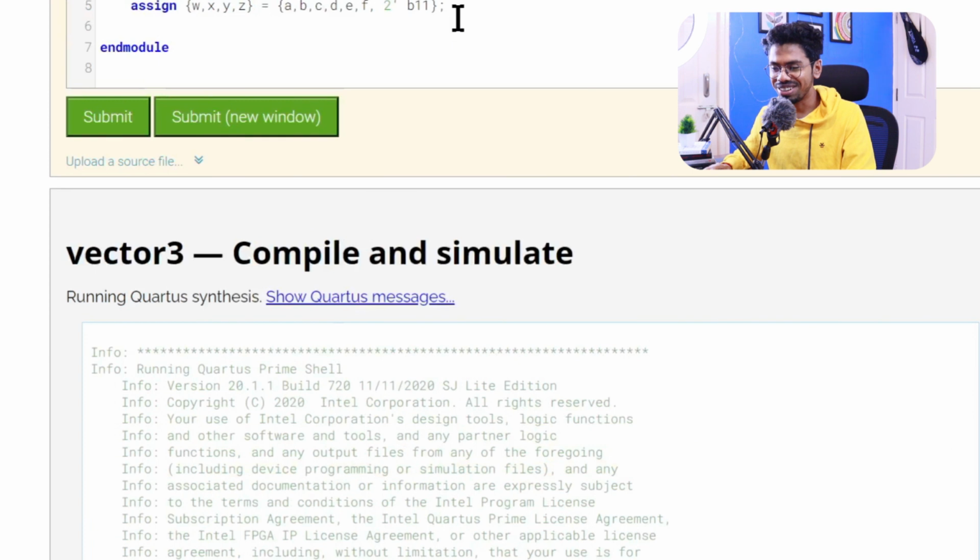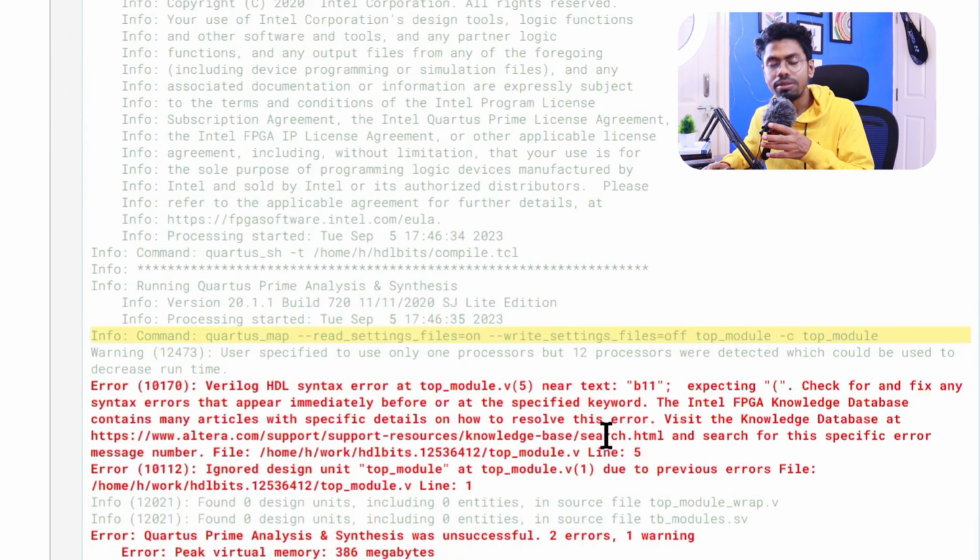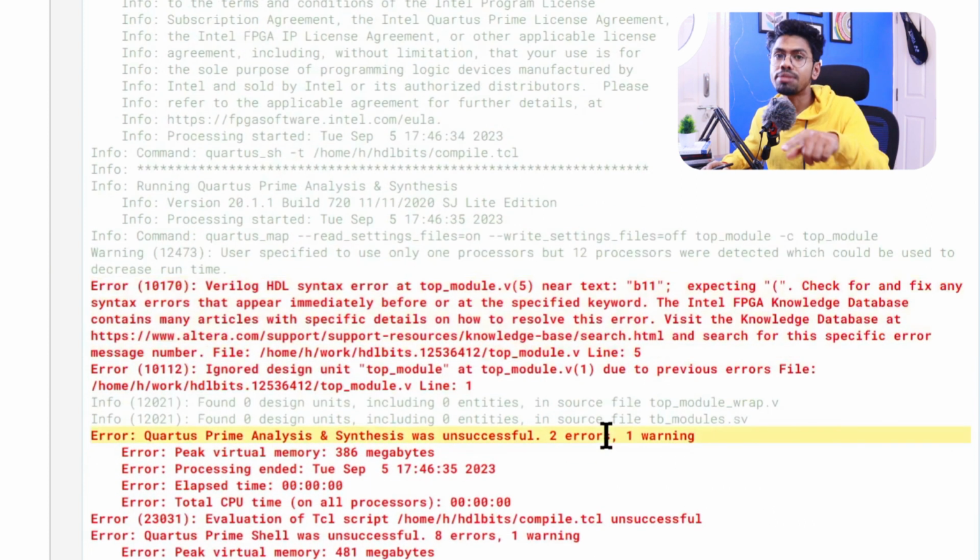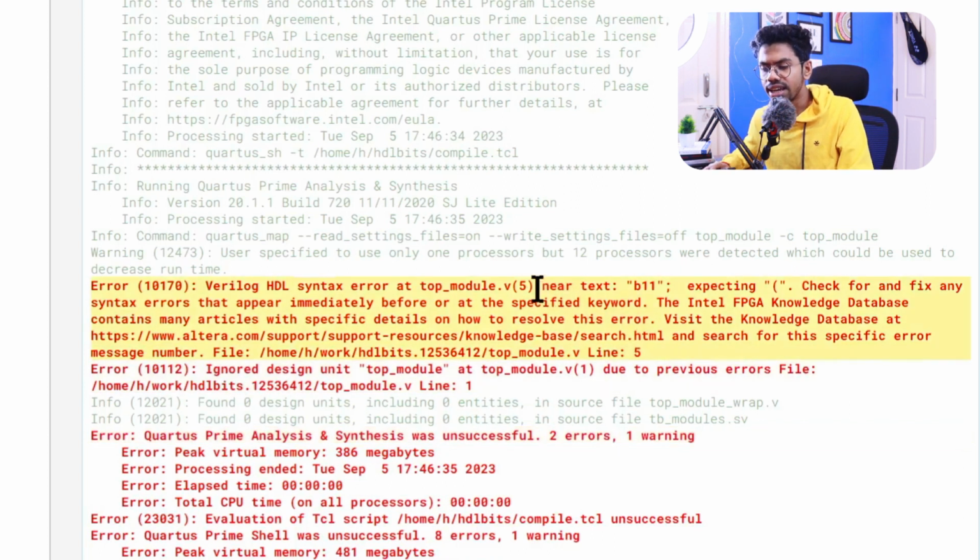They are not letting us go. Okay, what's the issue? We are getting an error, and whenever you get an error, it's very important to see what the error is, because next time whenever you get the same error, you can quickly find the reason here. So here they are saying near text B11 we are expecting a semicolon. Anytime the first time you see such an error, you probably don't know how to solve it.